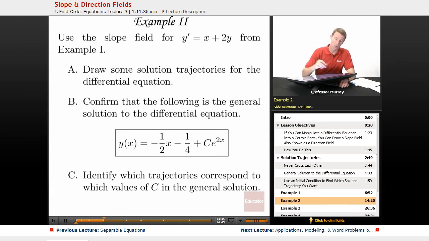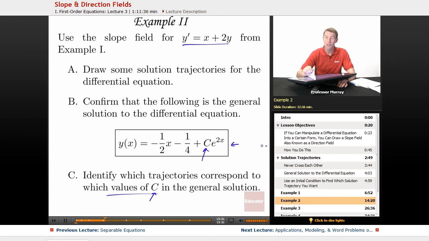What we'll do with it is draw some solution trajectories to the differential equation. We're going to check that this equation right here is the general solution to the differential equation. So we'll actually plug it into the differential equation and make sure that it works, that it's the general solution. And then we'll look back at our solution trajectories and try to understand which ones correspond to which values of that arbitrary constant. So that's that arbitrary constant right there. We'll try to figure out which solution trajectories correspond to which values of that arbitrary constant in the general solution.